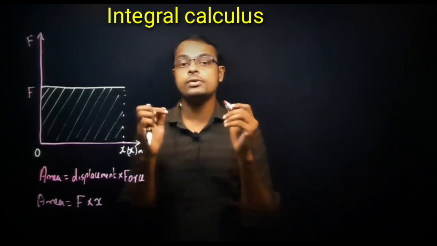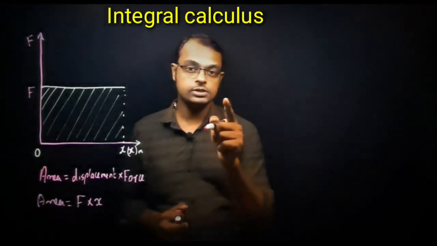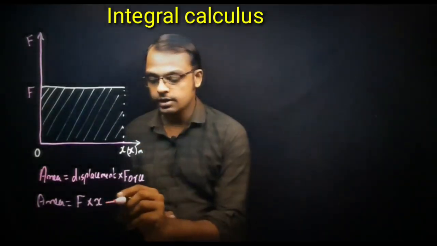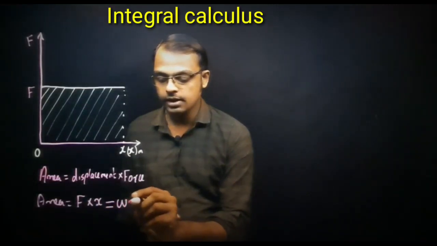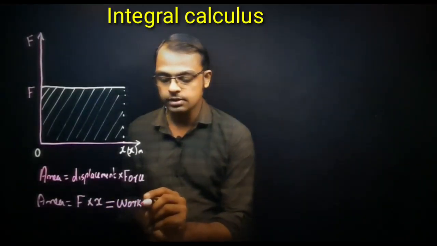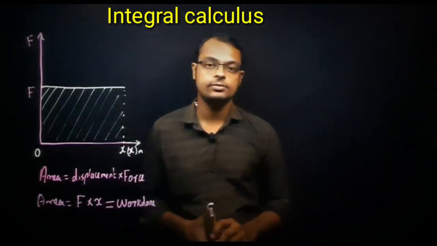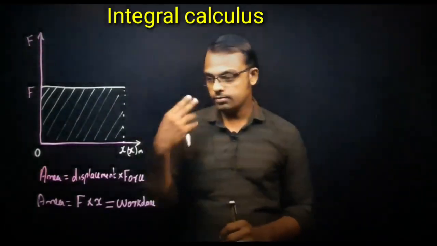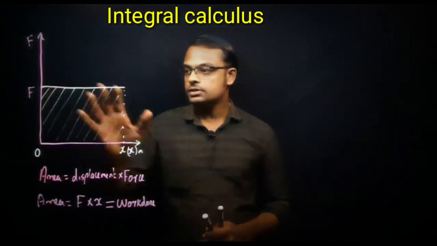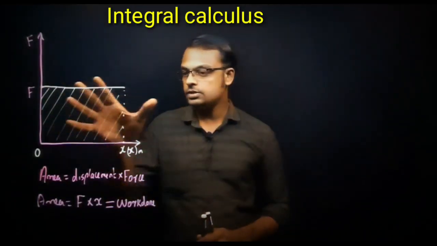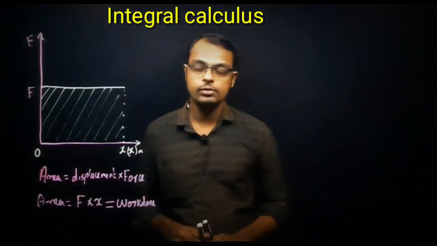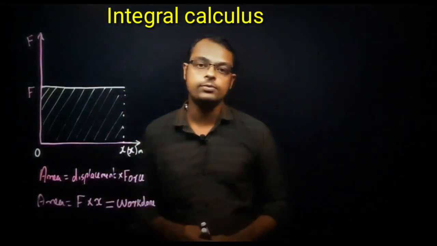As you already know, force into displacement is equal to work done. So we can write here the area under the force displacement graph gives you the work done. Okay, work done. What I want to explain here is that in this type of graph, it is very easy to calculate the area because the force was a constant value.